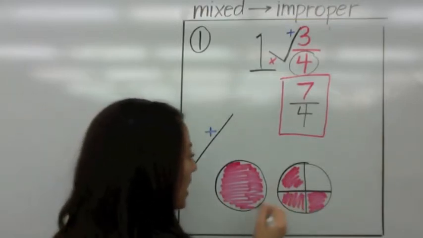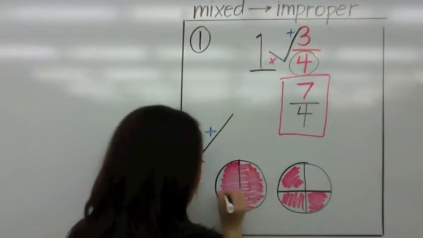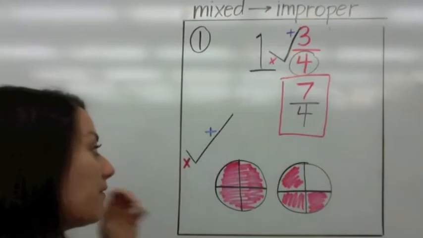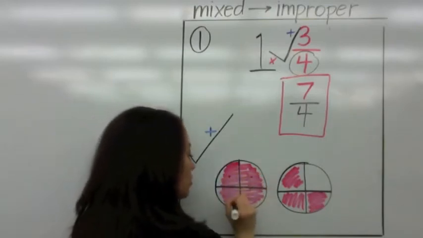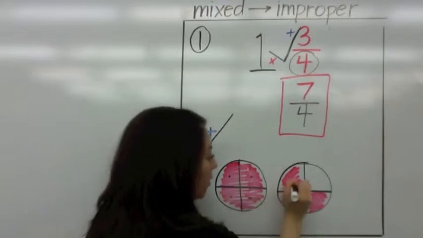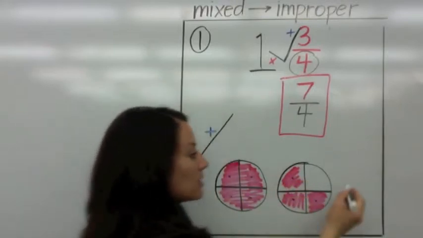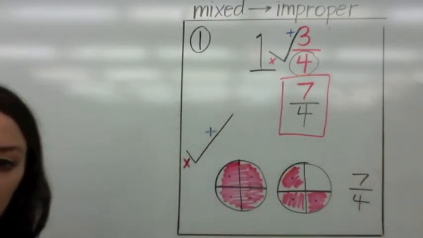Now let's check. If we were to cut the 1 in fourths, and we're talking about fourths, how many fourths would we have? Let's count. We have 1, 2, 3, 4, 5, 6, 7. We have 7/4. Okay, see how that works?